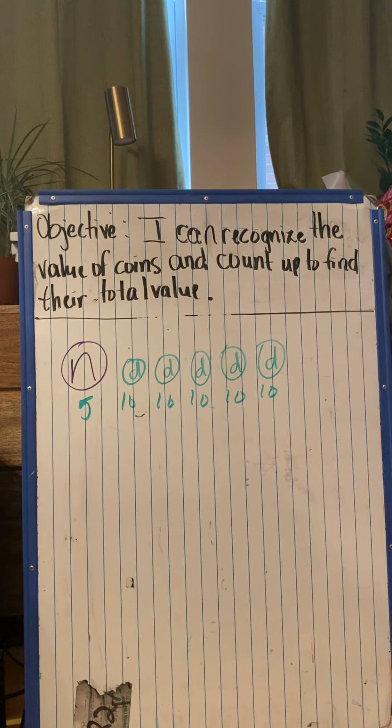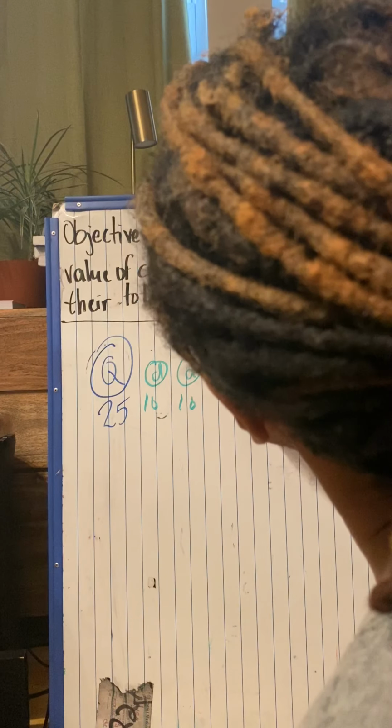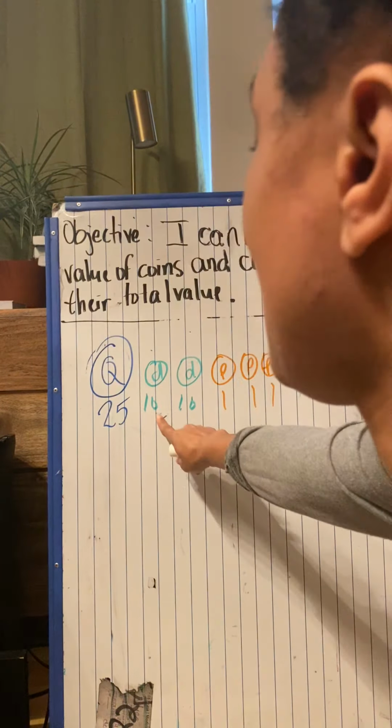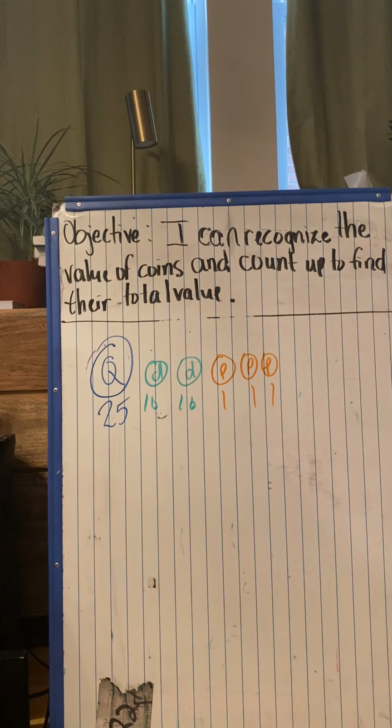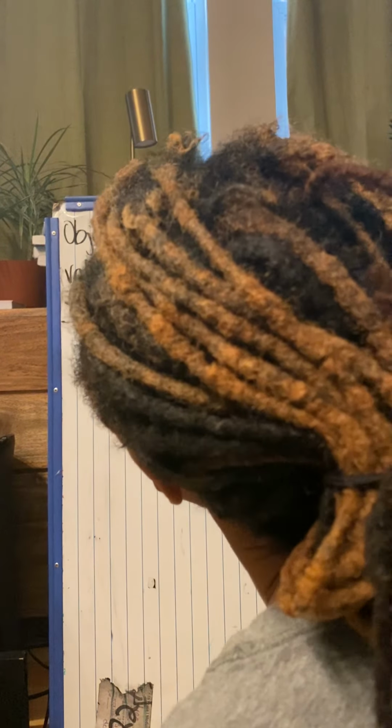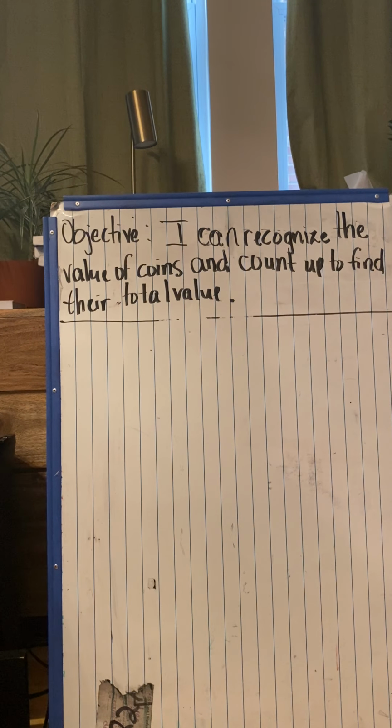What if I took away those 3 dimes and they became 3 pennies? So we would say 25, 35, 45, 46, 47, 48 cents. Hopefully you all have some coins at home, or if not, you can make some fake coins with paper or cardboard and you can have an opportunity to practice counting money. So now I'm going to take out 2 dimes and 3 pennies from my bag.